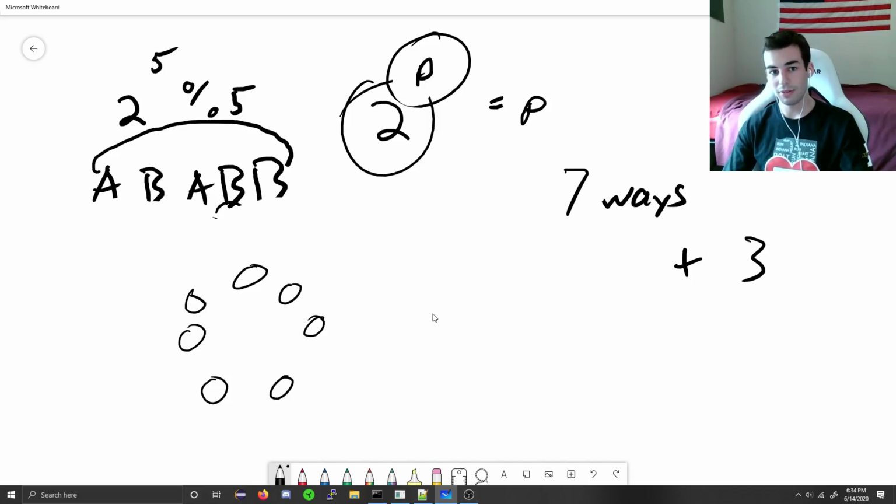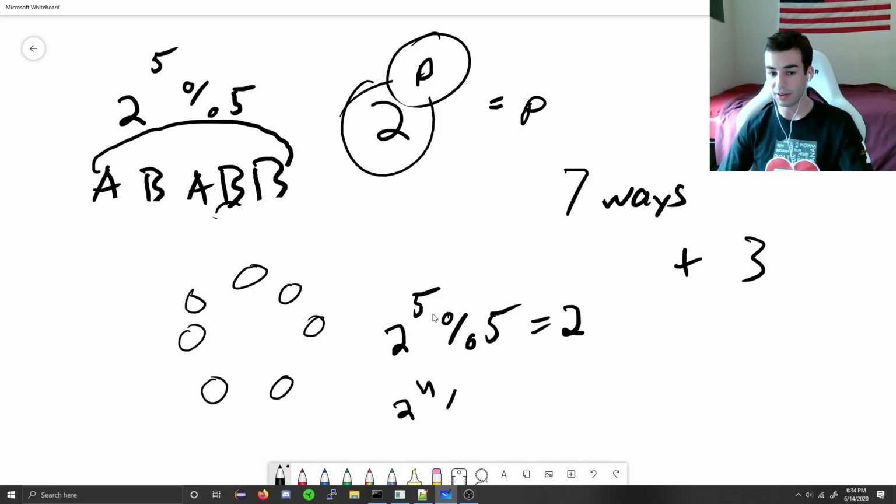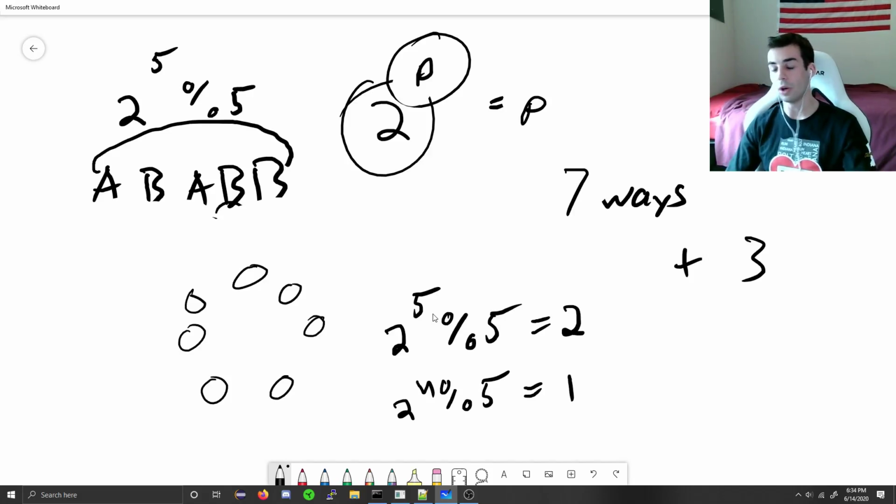So let's finish it up. So we know 2 to the 5 modulo 5 is equal to 2. What does that mean? Well, what's 2 to the 4 modulo 5? Well, we can see that if we multiply it by 2, then we'll get this 2. So it makes sense that this would be 1. Because if we multiply it by 2 again, then we get this 2.